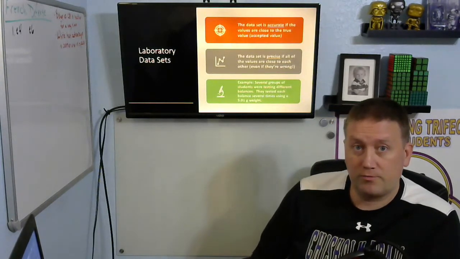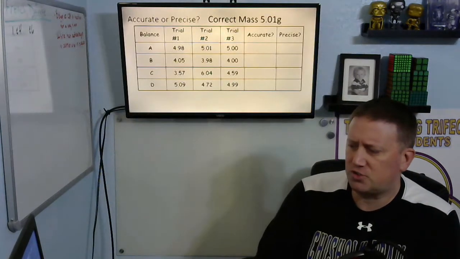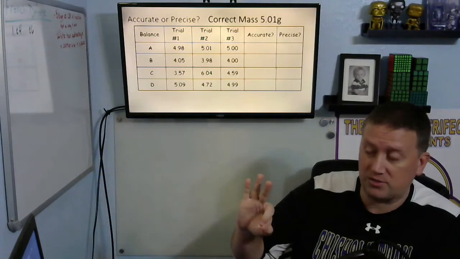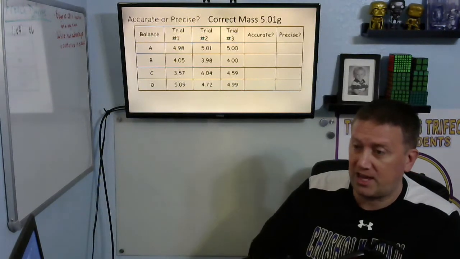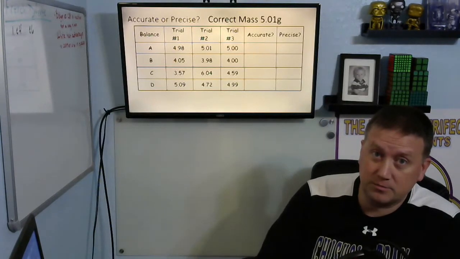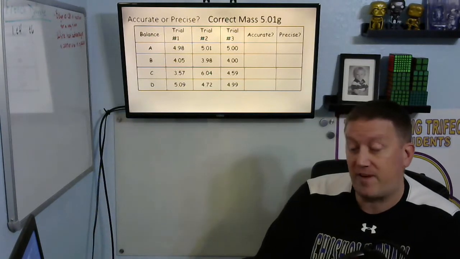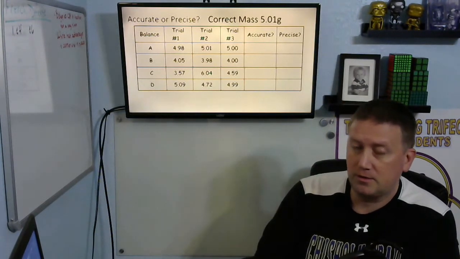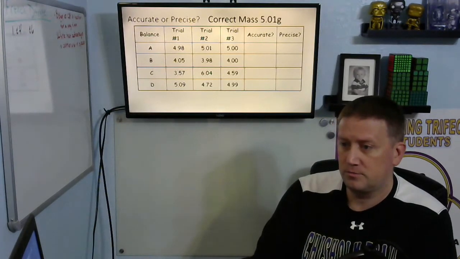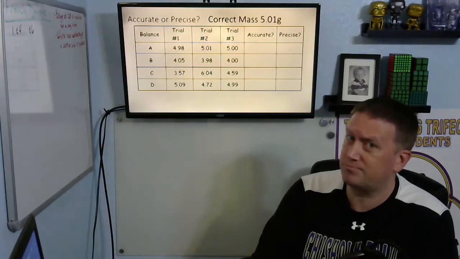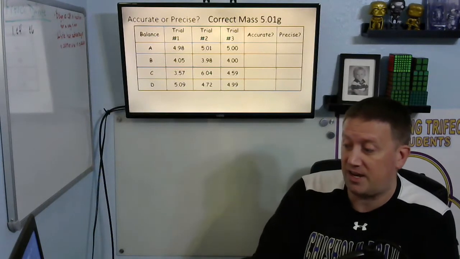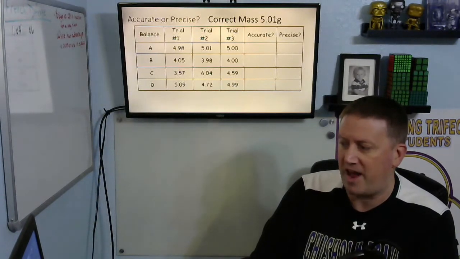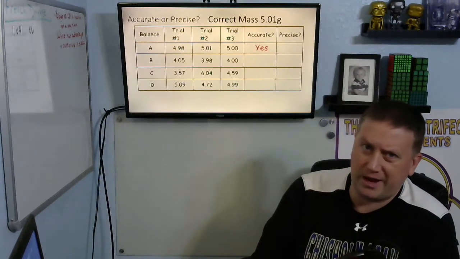They measured for each group. All right, so group number one, they did 3 trials. Group A, using balance A, measured 4.98. Then they measured again and got 5.01. They measured a third time, got 5.00. So is that accurate? The actual measurement is 5.01, and all 3 of their attempts were pretty spot on. One time they got the actual weight, and looking at the rest of the data on the table, they're the only ones that got the actual mass of that object. All right, so yes, it is accurate.